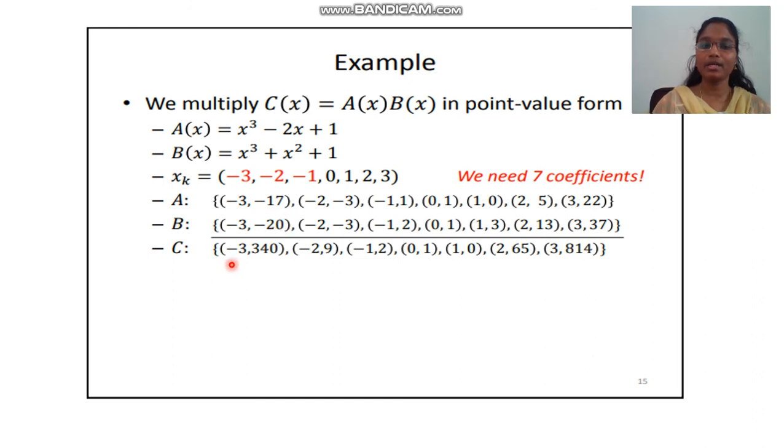Minus 3 comma minus 17 into minus 2, that is 340. And here minus 3 into minus 3, 9. 1 into 2, 2. 1 into 1, 1. Here 0 into 3, 0. 5 into 13, 65. 22 into 37, 814. So finally we are getting the point value pairs for the resultant product.